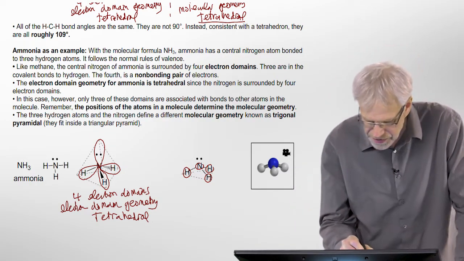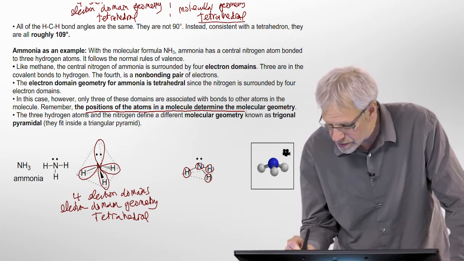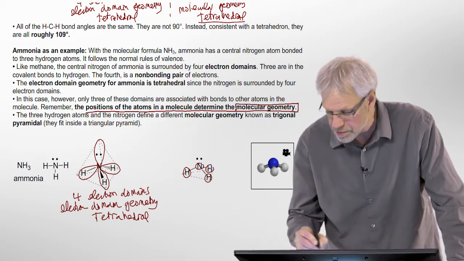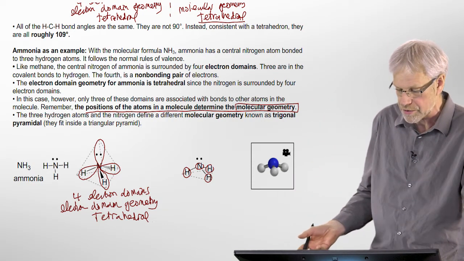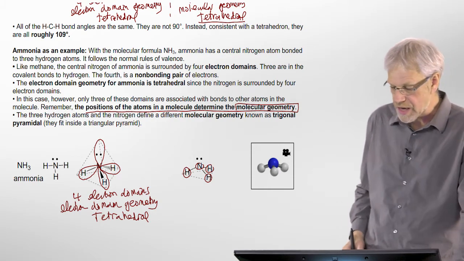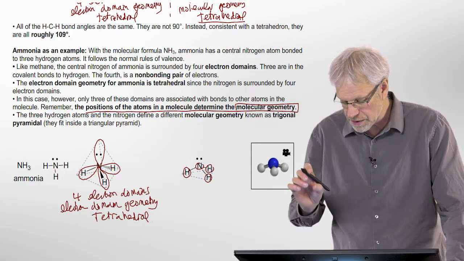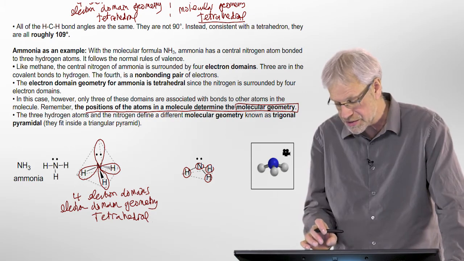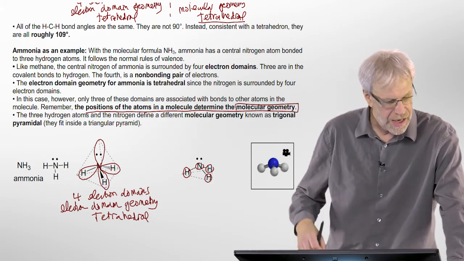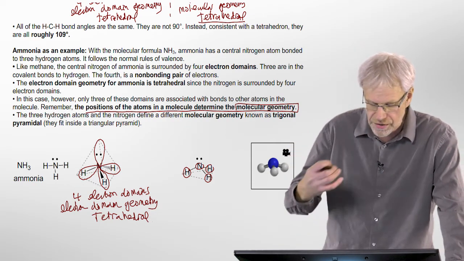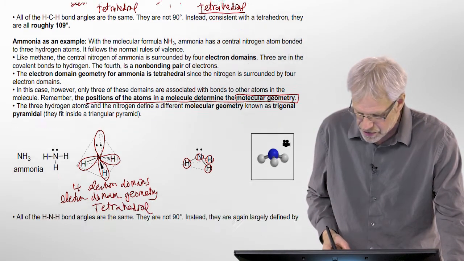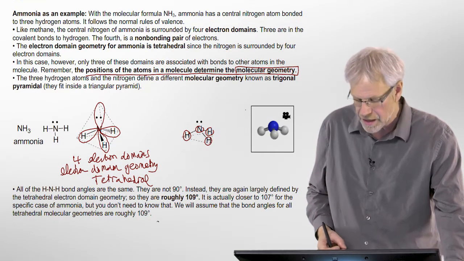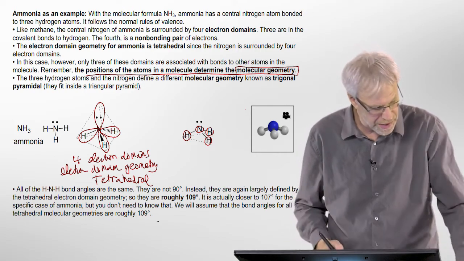And remember, it's the positions of the atoms in the molecule that determine the molecular geometry, the geometry of the overall molecule. And so in this case, we can only identify the positions of the nitrogen and the 3 hydrogens, and those atoms are not going to define a tetrahedron in this case. They're going to define a triangular pyramid.